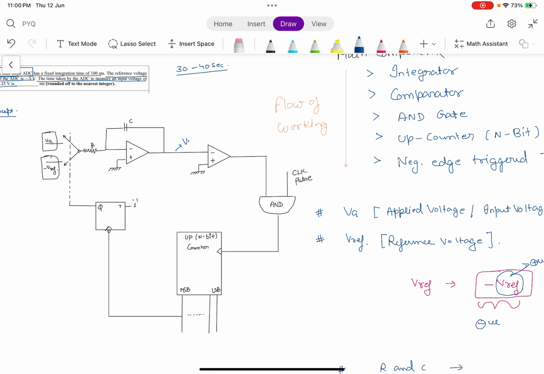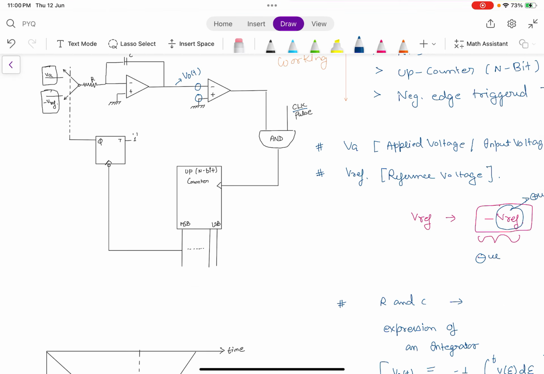This is your V out here, V naught of t, and the comparator compares this value and this value. Based on which one is higher, it will give the output as logic 1 or logic 0, which will allow the clock pulse to pass from the AND gate. When it is logic 1, the clock pulse will arrive here, but when it is logic 0, the output will be 0 and the clock pulse will not arrive. So based on logic 1 and logic 0, the clock pulse will arrive at the counter.